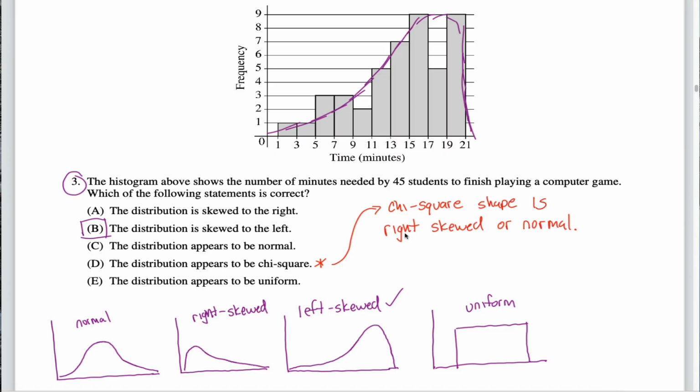In a uniform distribution, all of the bars have roughly the same height, which is certainly not the case here. So even without knowing what a left skewed distribution is, I guess you could process of elimination your way into this answer. But it's definitely easier just to know what the distribution looks like.